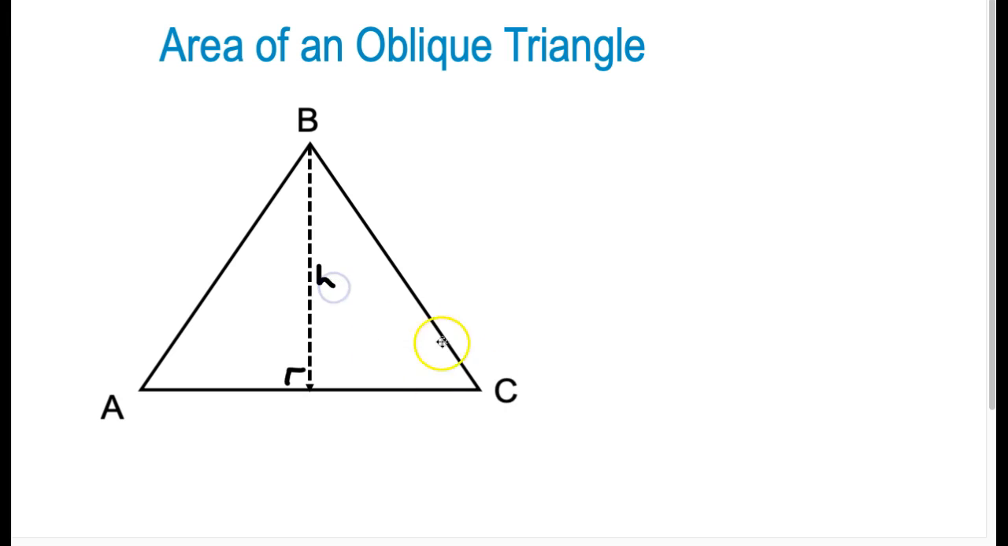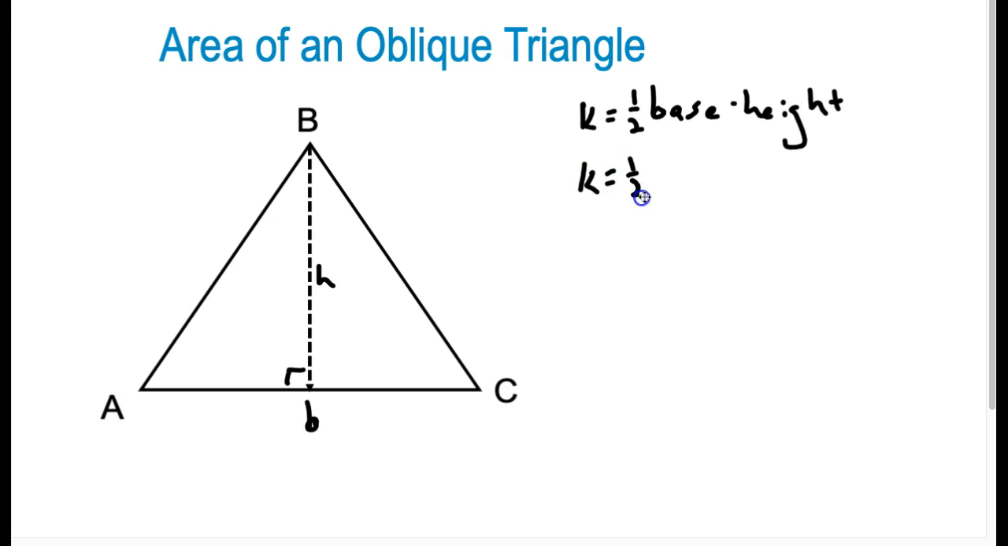So if we're saying the area is 1/2 base times height, well, the base, if this is the side opposite B, the base of this triangle would be side B. So we can say K is equal to 1/2 B, but then we still need to calculate the height.